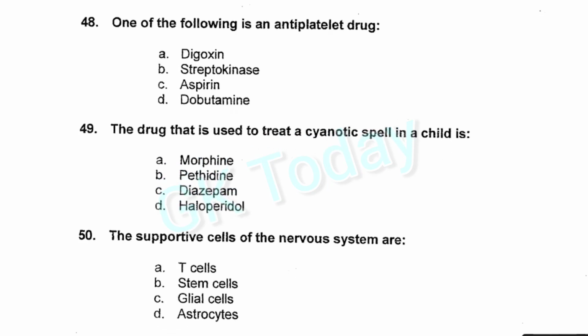Question number 48. One of the following is an antiplatelet drug. Correct answer is option C, aspirin. Question number 49. The drug that is used to treat a cyanotic spell in a child is? Correct answer is option A, morphine. Question number 50. The supportive cells of the nervous system are? Correct answer option C, glial cells.